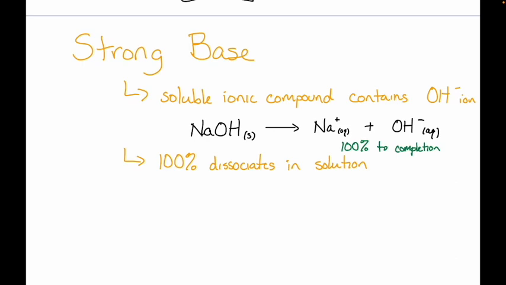Okay, so if we're going to try to calculate the pH of a solution of strong base, we get to use a very similar kind of simplifying assumption here, and that is that the concentration of that strong base is simply going to equal the concentration of hydroxide when it very quickly reaches equilibrium.